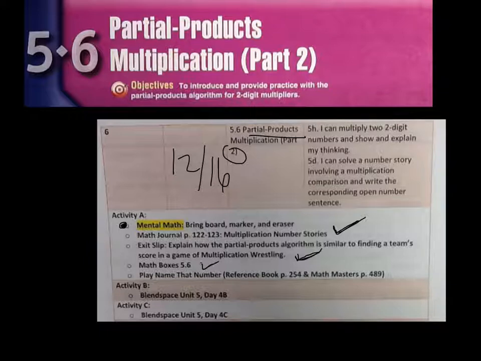Math box 5.6, and finally play Name That Number. You do not need the MathMaster that goes with this. You may play on your own. We do have additional grid paper if you need that for any solving of the math. Activity B then is Blend Space Day 4B or 4C.